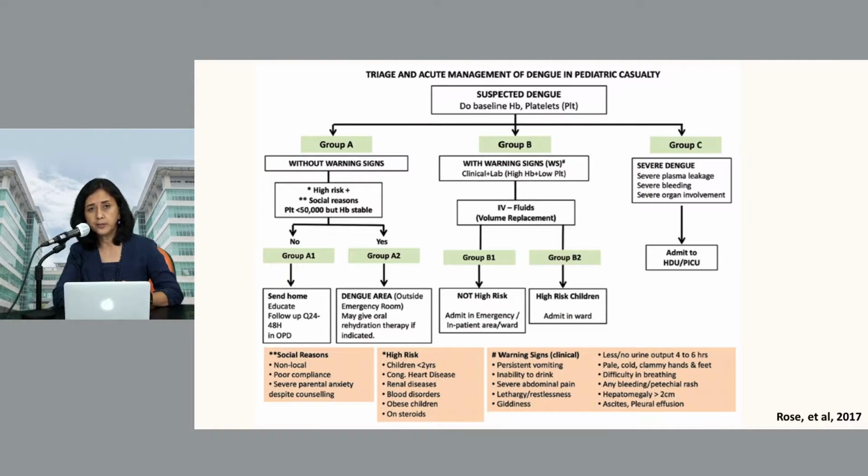This is the algorithms, triage and acute management of dengue in pediatric casualty.